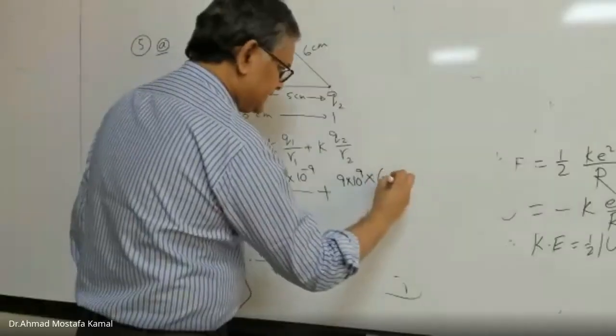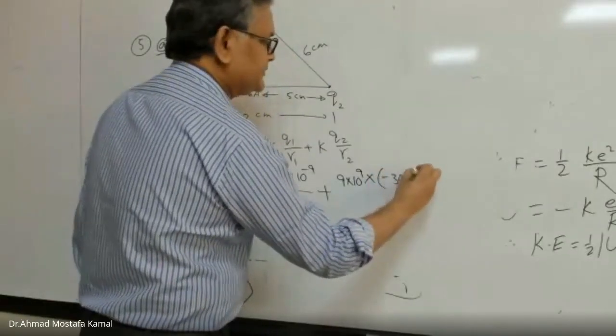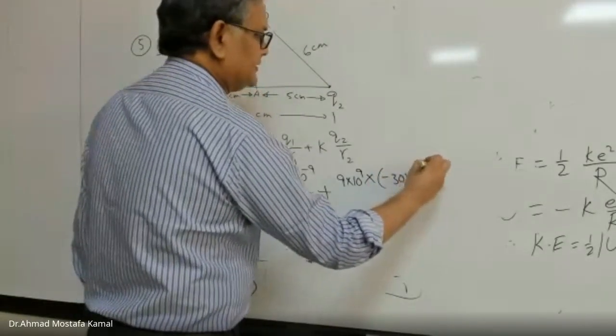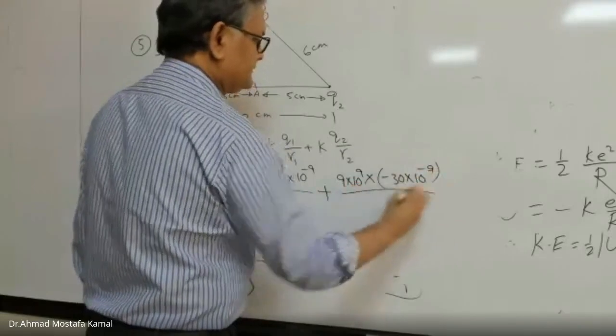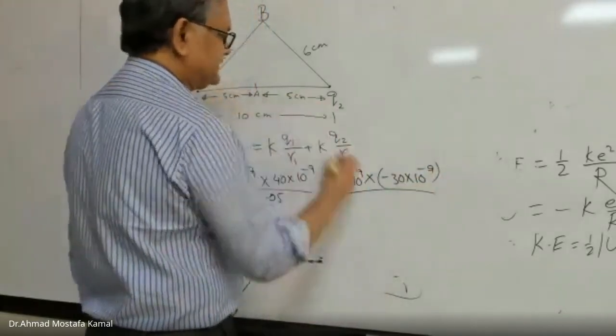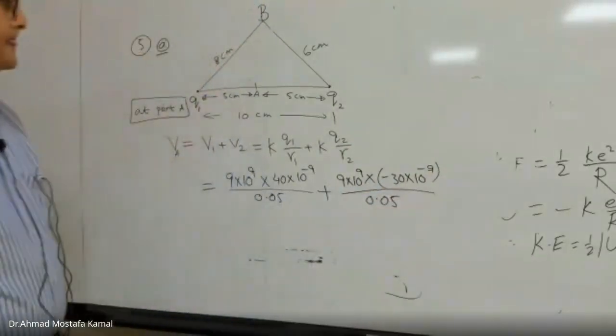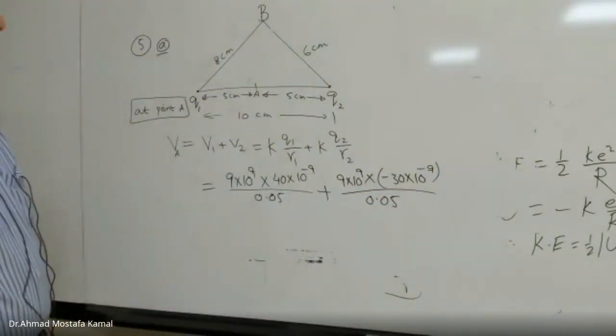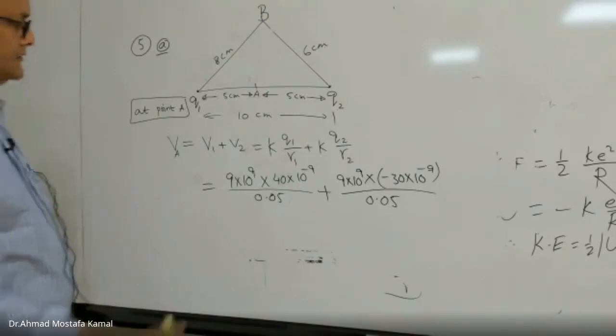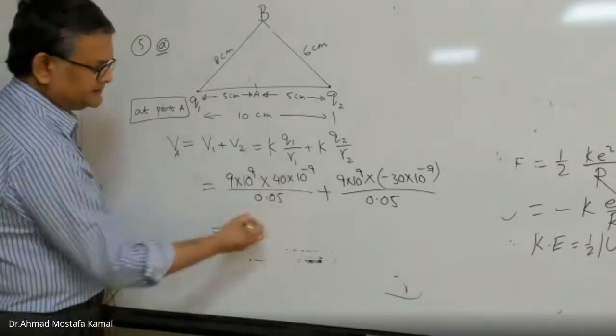And you have to put this minus sign. Why? Because this is potential, it is energy. Okay, you have to give this minus sign. And R2 is 5 centimeters, 0.05. So can you tell me what is the result? What is the result of the first part, this part?